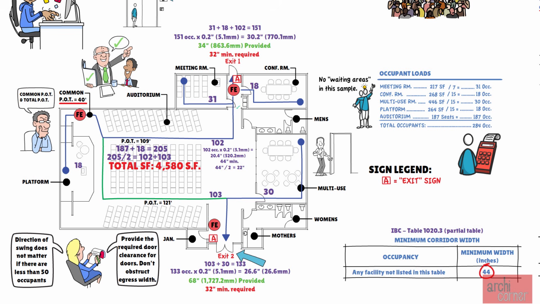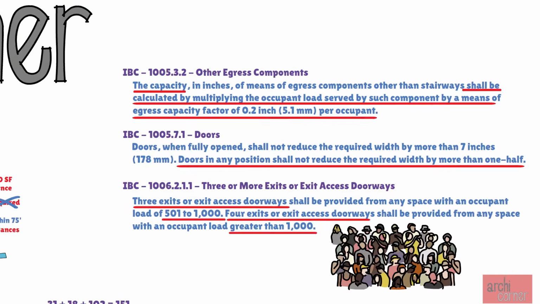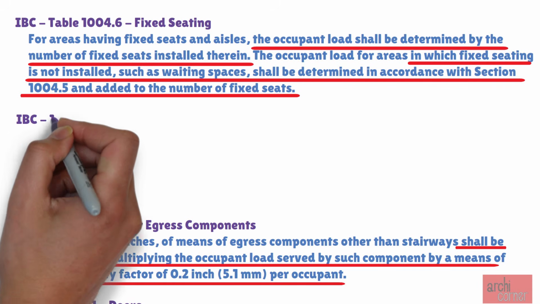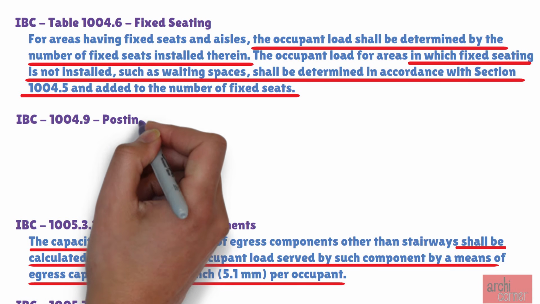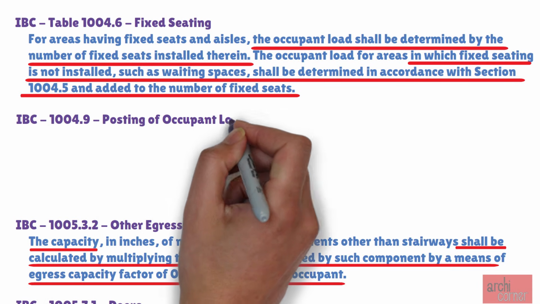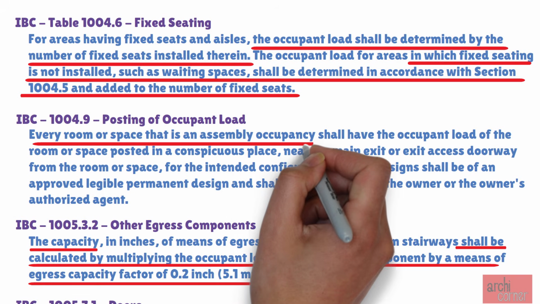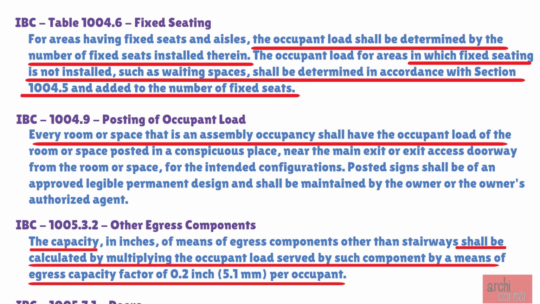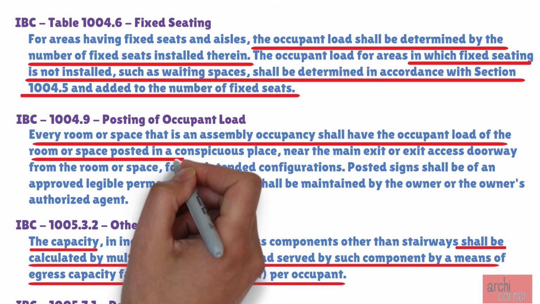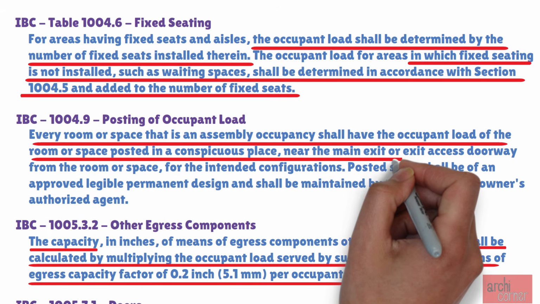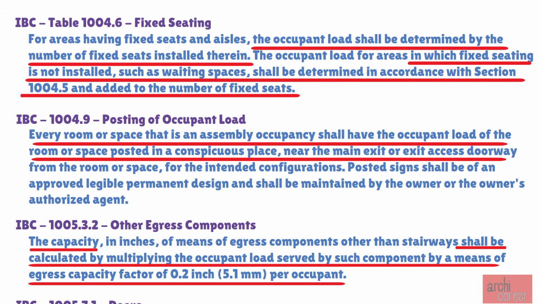The other sign required in an assembly area is a maximum occupancy sign. IBC section 1004.9, titled Posting of Occupant Load, in part states, every room or space that is an assembly occupancy shall have the occupant load of the room or space posted in a conspicuous place, near the main exit or exit access doorway from the room or space.